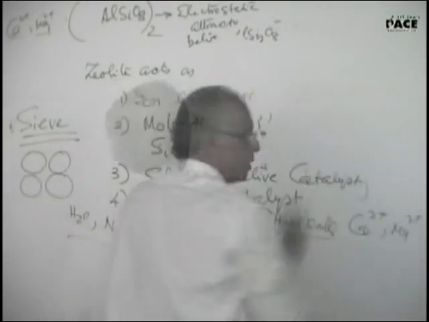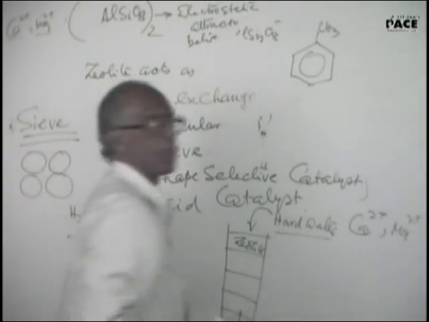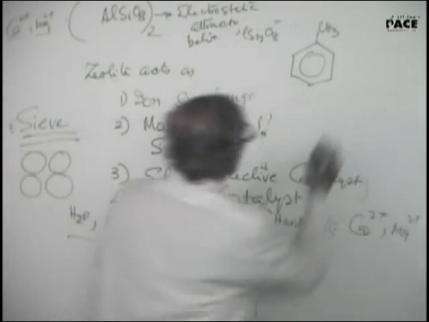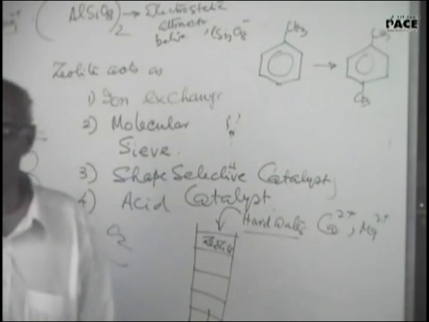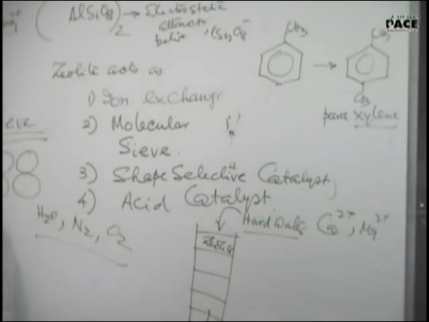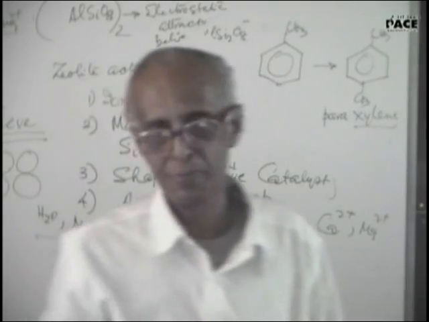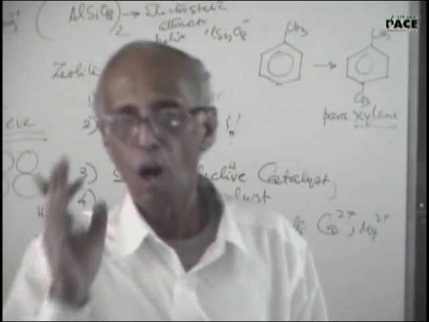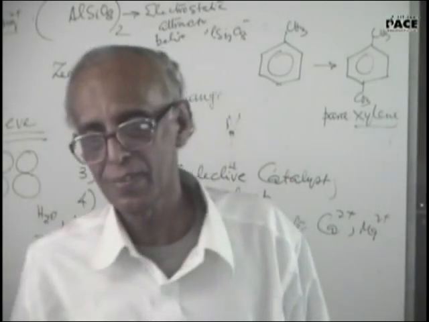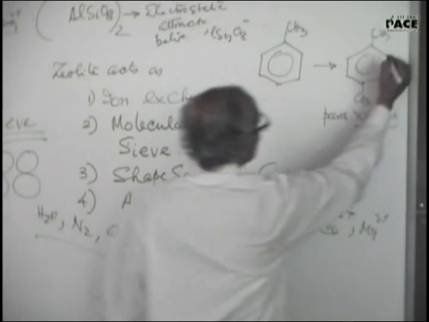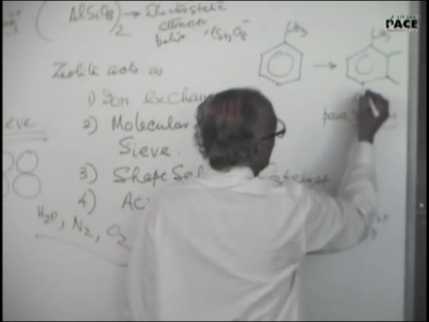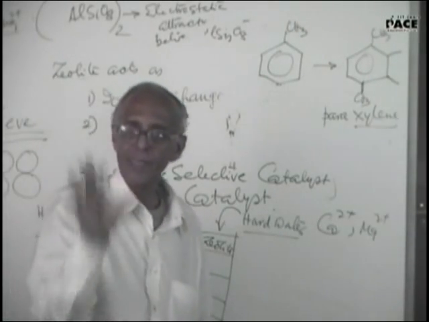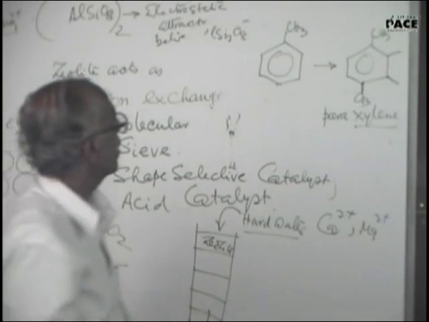Shape selective catalyst. What is this compound? So if I do methylation of toluene, I will get a mixture of ortho, meta and paraxylene. The methyl group could be here, or here, or here. So you will have a mixture of ortho, meta and paraxylene.